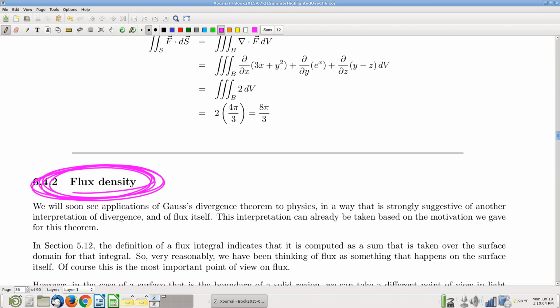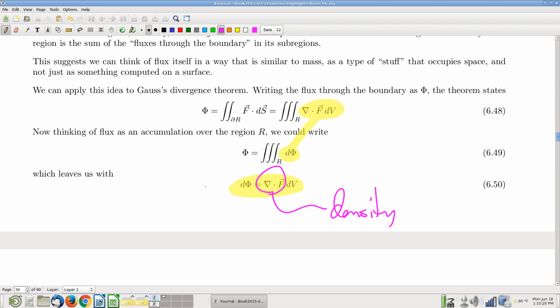So heads up, a lot of y'all are engineers. You're probably going to hear this term flux density quite a bit. So first observation is make sure you know that flux density just means divergence, but I also want you to kind of get why the term is used in the first place.